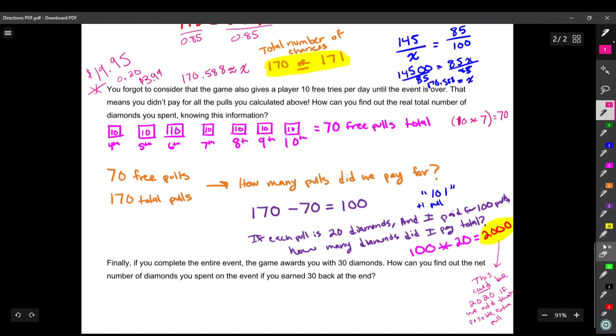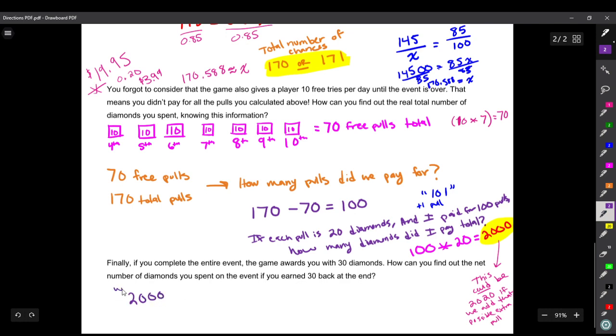But the last part of the game is here. Finally, if you complete the entire event, which we did, the game awards you with 30 diamonds. How can you find out the net number of diamonds you spent on the event if you earned 30 back at the end? So the key here is net number. If I spent $100, but then I found $10 on the floor, that day I only lost $90.